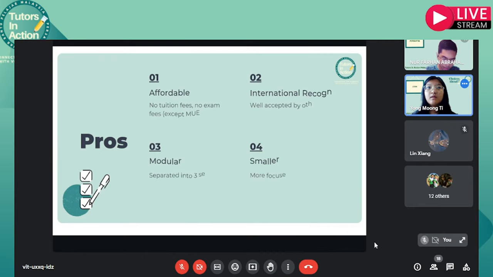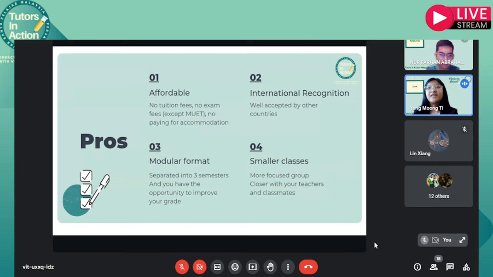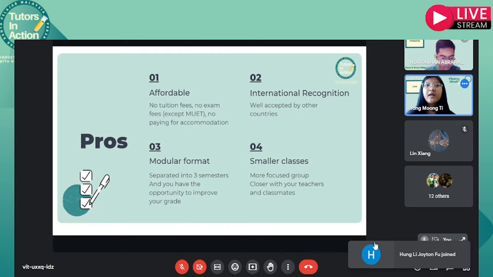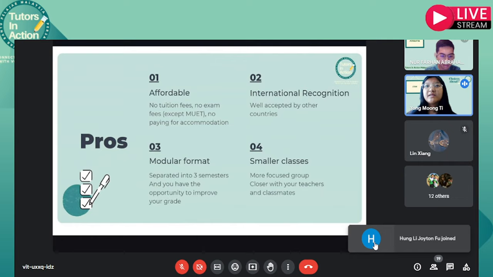So what are the pros, I would say, if you're taking STPM? Firstly, definitely is affordable. You don't have to pay any tuition fee. There's no exam fees except for MUET. And you don't have to pay for extra accommodation because you'll most likely be studying in an institution near you.